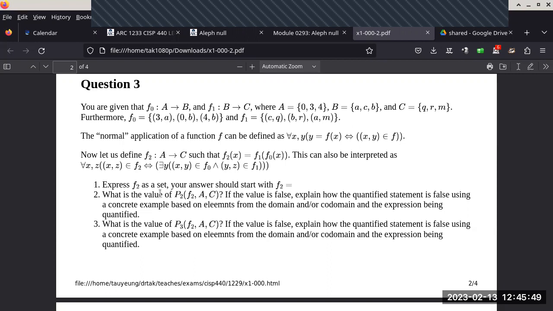So the way you work on this is you look at 3 maps to A and then A in return maps to M. So (3, M) is going to be in f2. And then you look at (0, B) is in f0 and then (B, R) is in f1. So (0, R) is in f2. And then the same technique, 4 maps to B and then B maps to R. So 4 maps to R in f2. So I just verbally described the membership.